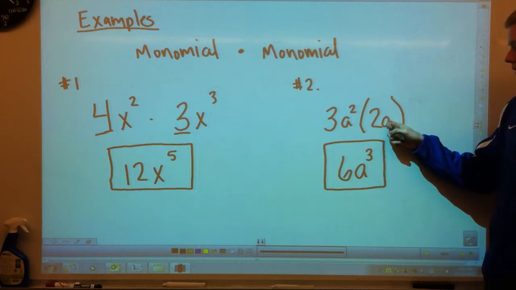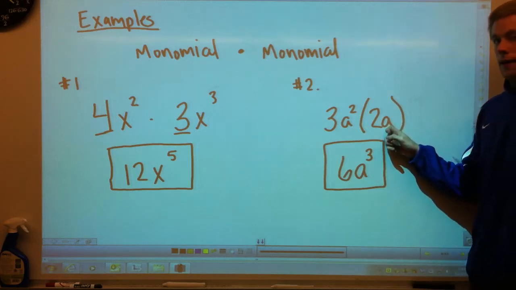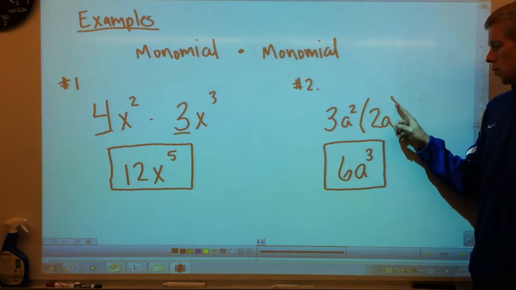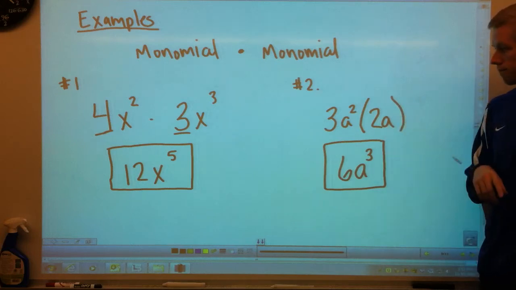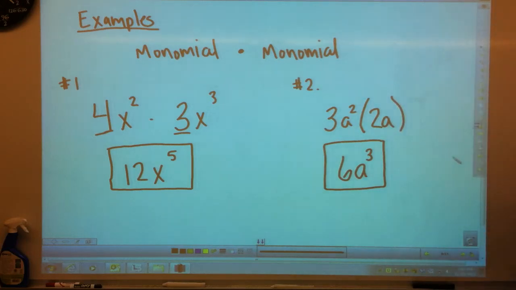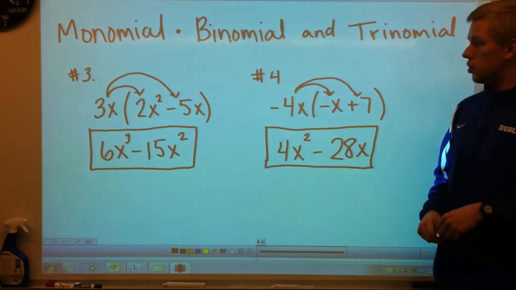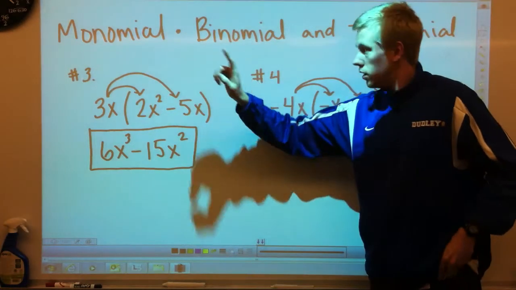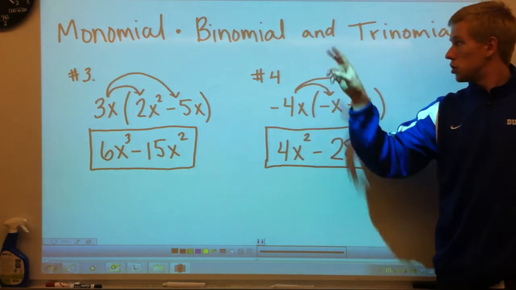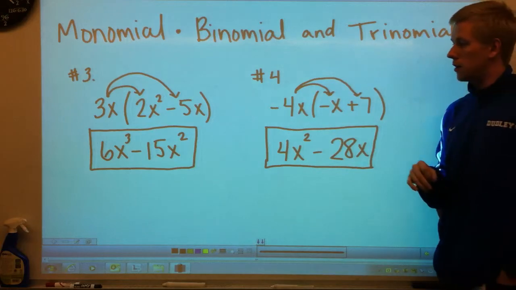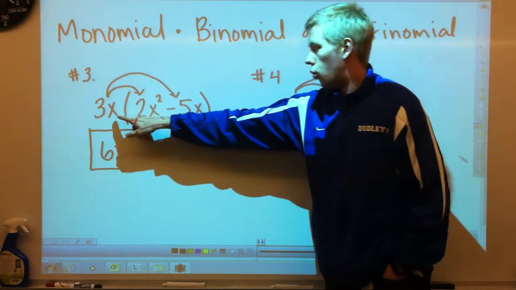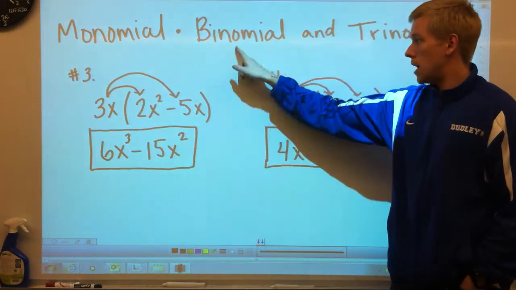Okay, so don't forget, when there's not an exponent written, that doesn't mean that it's not there. It's just 1 on the top. Okay, so our next example, we'll be dealing with monomial times a binomial and a trinomial. Okay, mono means 1, bi means 2, tri means 3. Okay, so we'll talk about a monomial, one term, times a binomial first.